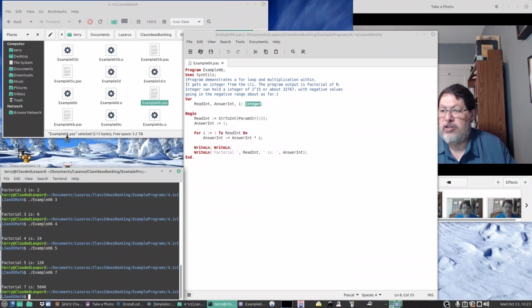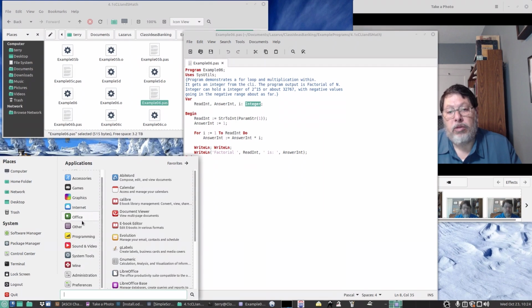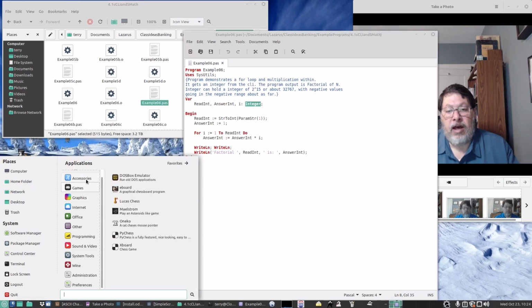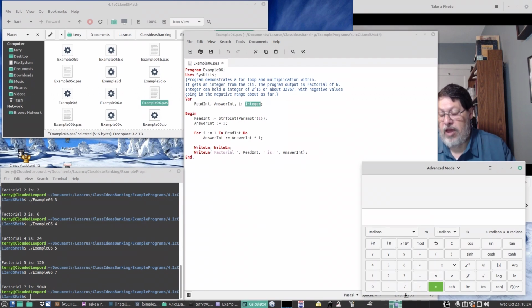Factorial is used mostly in statistics. It's used enough that it's on a calculator. In fact, it's on almost all scientific calculators. Every scientific calculator I have seen has had a factorial function. It's usually the exclamation point, and if we push 5 and then exclam and push the equals, it's 120.